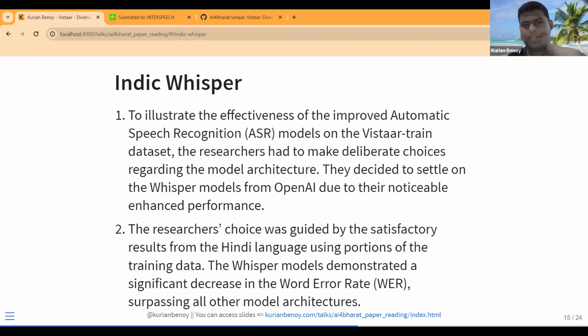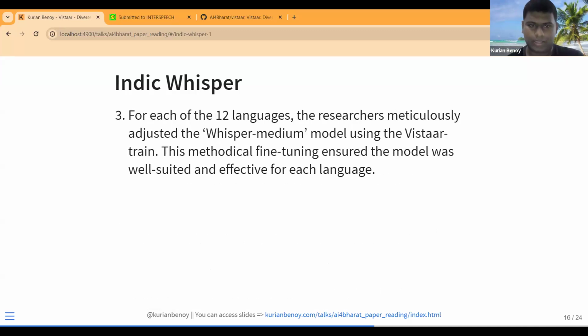And Indic Whisper, basically, I have written this thing, but what they said is that in order to improve the ASR, in the Vistaar trained dataset, they tried different model architectures. They decided to settle with the Whisper model. They said they settled with it because in the Hindi language they felt Whisper is the best model, giving the best decreasing word error rate across all the architectures.